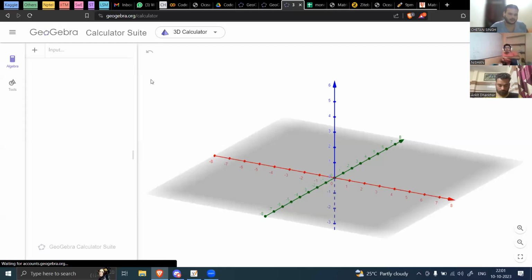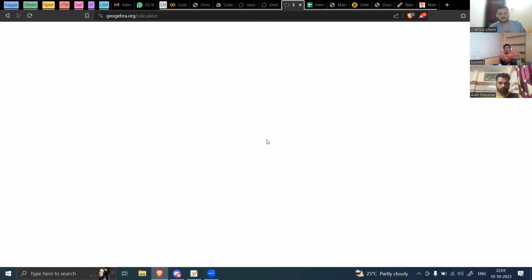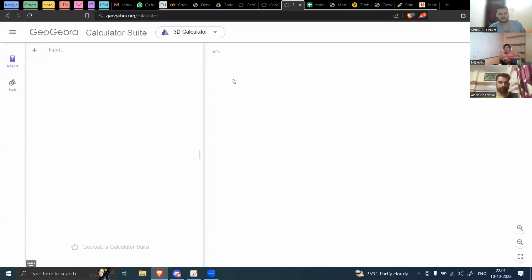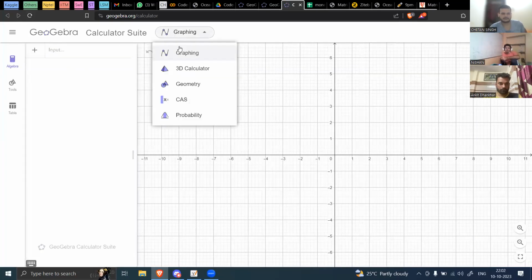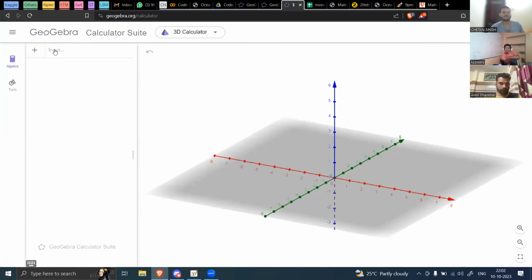So one vector that we have is x comma y comma z. Another one is 1 comma 2 comma 3, and the output should be 0 comma 0. That is, we need a perpendicular vector to 1 comma 2 comma 3.